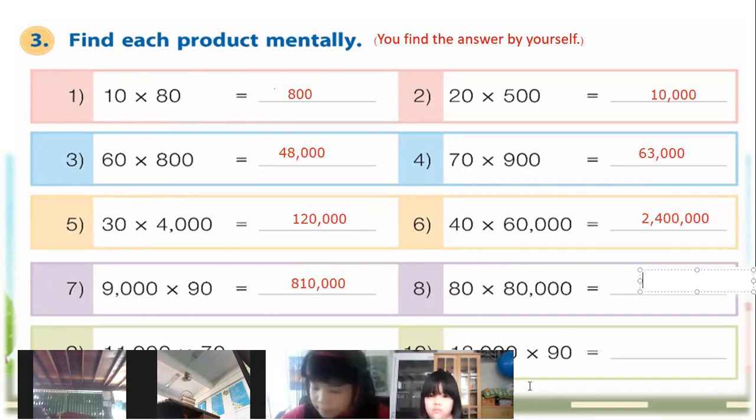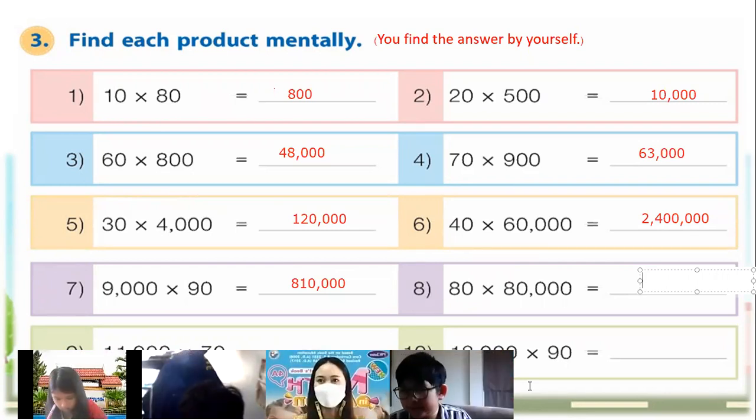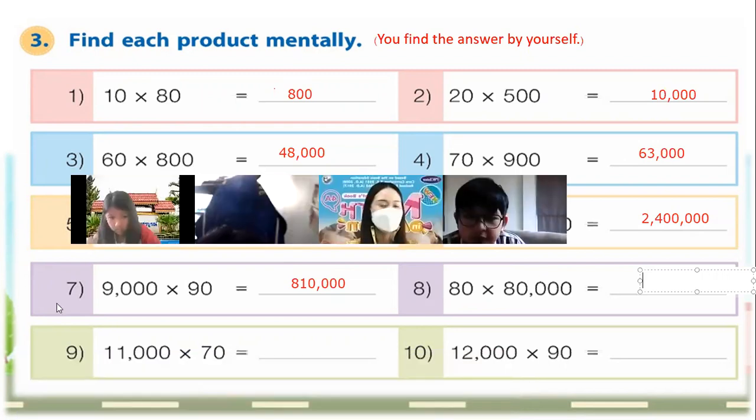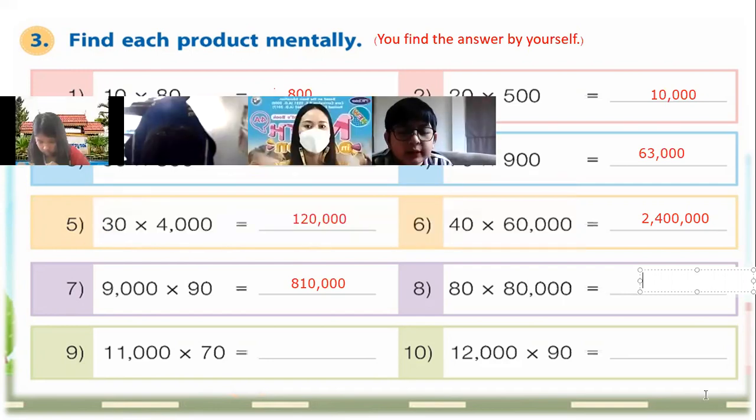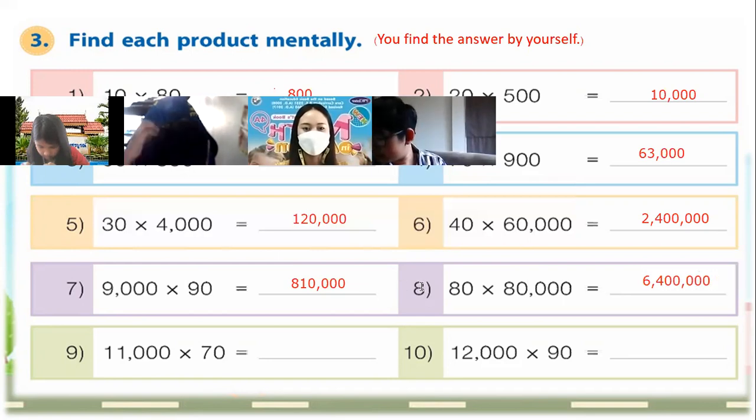Okay, so he has to answer. Number 9. 11,000 multiplied by 7 tens become how much? 770,000. Very good. That is the correct answer. Okay. Now, number 10.